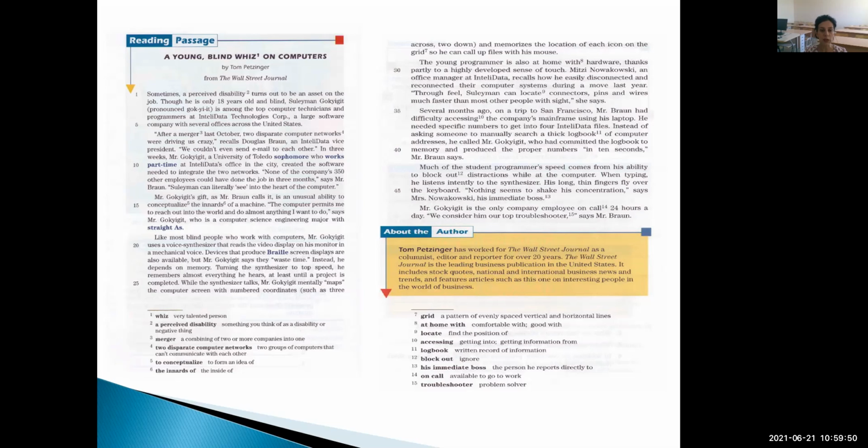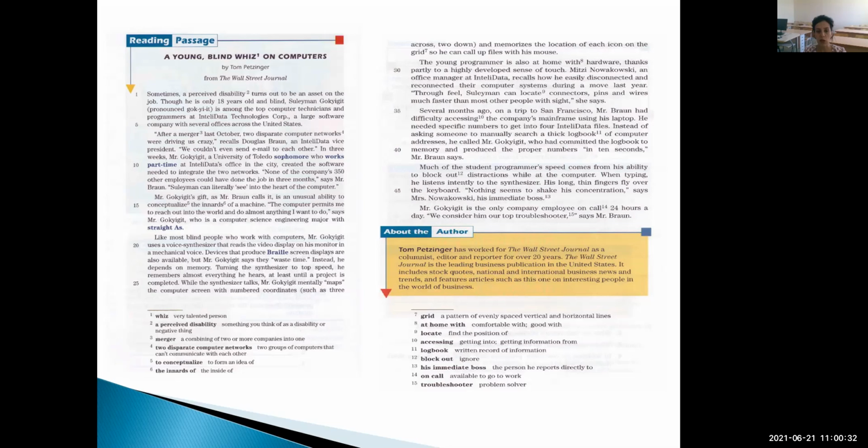The computer permits me to reach out into the world and almost do anything that I want to do, says Gokit, who is a computer science engineering major with straight As. Like most blind people who work with computers, Gokit uses a voice synthesizer that reads the video display on his monitor in a mechanical voice. Devices that produce braille screen displays are also available, but Gokit said they waste time. Instead, he depends on memory. Turning the synthesizer to top speed, he remembers almost everything he hears, at least until a project is completed.